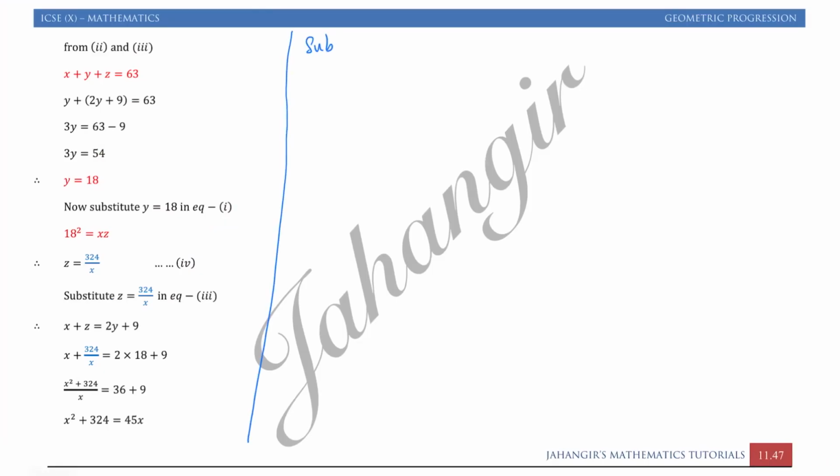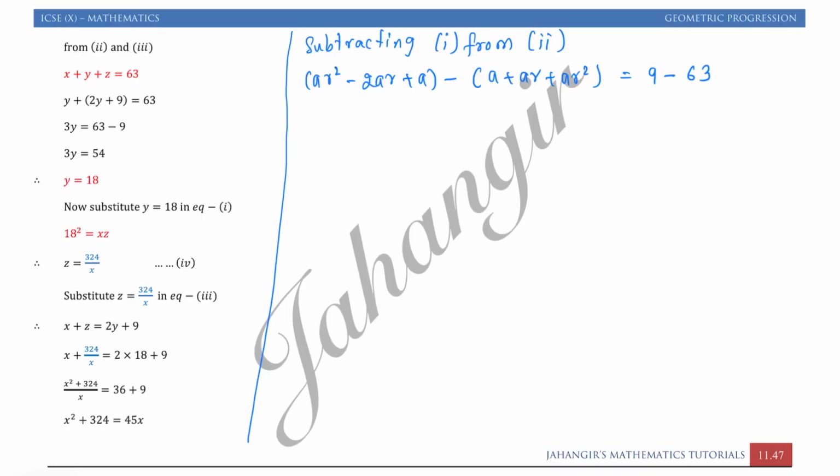Subtracting the first equation from the second: the second is AR square minus 2AR plus A, minus the first equation, A plus AR plus AR square. That is equal to first 9 and second was 63. Just check.